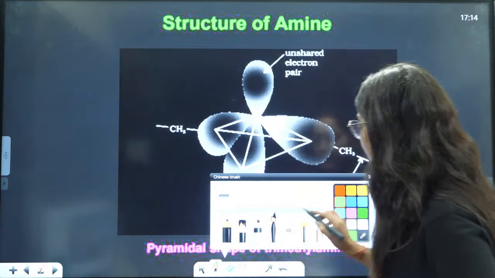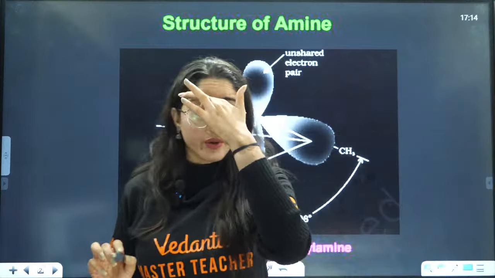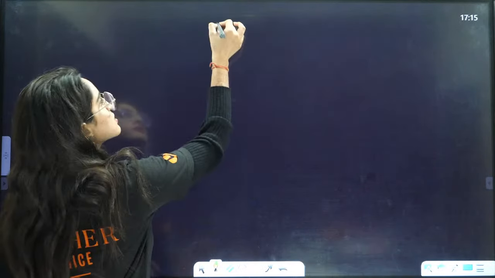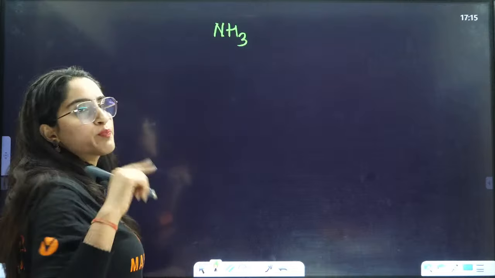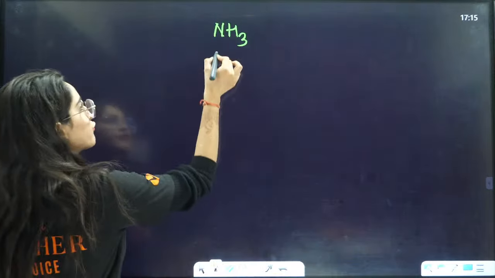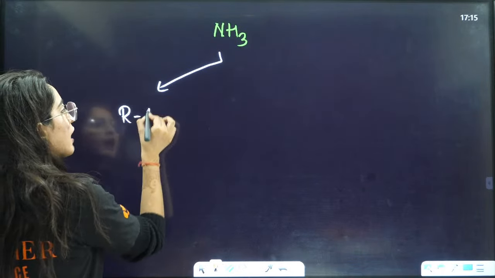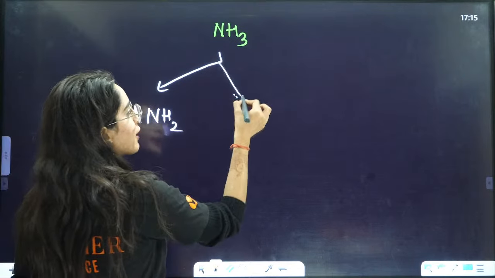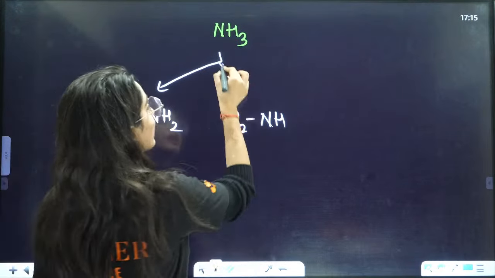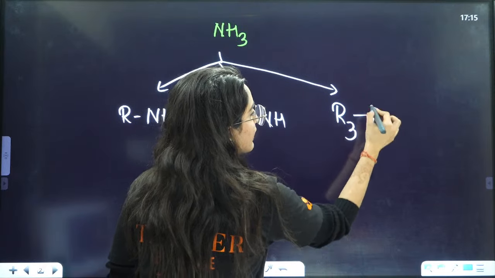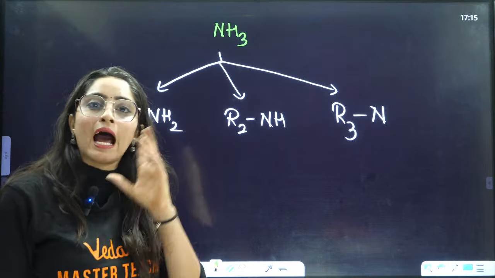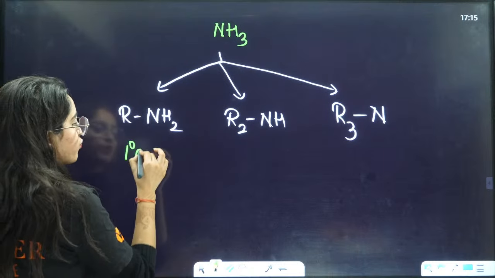Now let us start. First, we are going to talk about what amines are. Can you tell me what exactly amines are? This is ammonia. If you replace the hydrogens of ammonia, you will get amines. If you replace only one hydrogen, you will get RNH2. If you replace two hydrogens, you will get R2NH. If you replace three hydrogens of ammonia, you will get R3N. These are the three amines we have. When only one hydrogen is replaced, that is called a primary amine, a 1 degree amine.